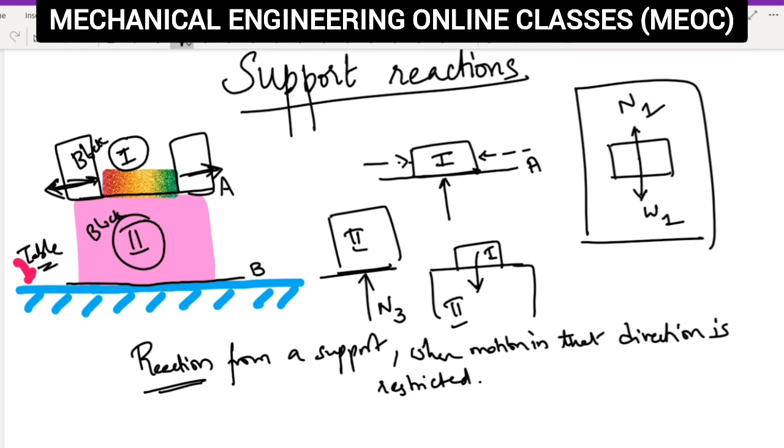Similarly, block 2 cannot even go into block 1. Block 2 is not free to move upward also. Downward it cannot move because of the table surface. Upward also it cannot move because of block 1. So its upward motion is restricted by the downward reaction from block 1. Let that be, say, N2.